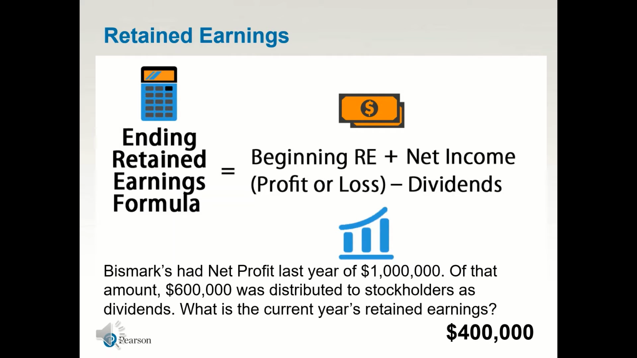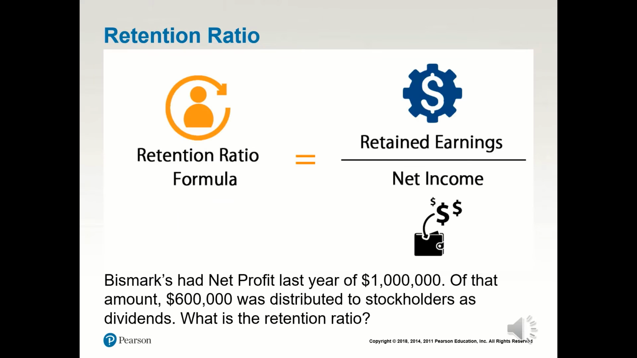If we wanted to know the accumulated balance, we would need to add this number to our beginning retained earnings balance. We're going to look at the same information as a relationship. It's called the retention ratio, and it compares the amount of retained earnings to the net income for the year. Let's look at Bismarck again. Bismarck had net profit last year of $1 million. Of that amount, $600,000 was distributed to stockholders. What is the retention ratio?